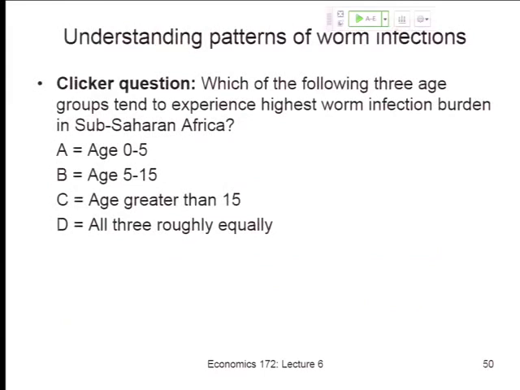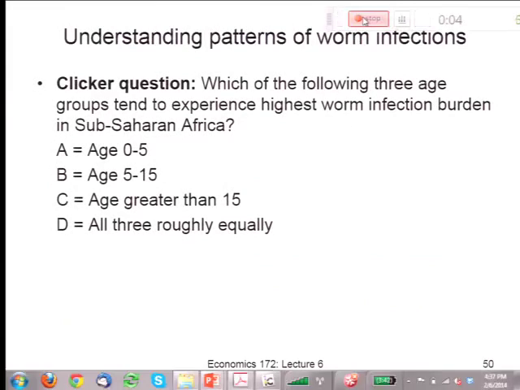Okay. Oh, clicker question, perfect. Let's get into the details of this study in Kenya, but start with the following. Which age group in the data from sub-Saharan Africa tends to have the greatest worm infection burden? And here, just think about how worm infections are spread. That may help you a little bit in figuring out who's most prone to infection.